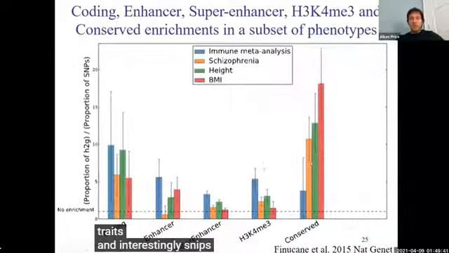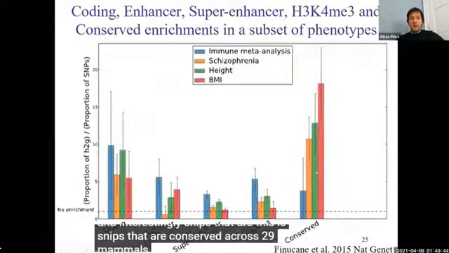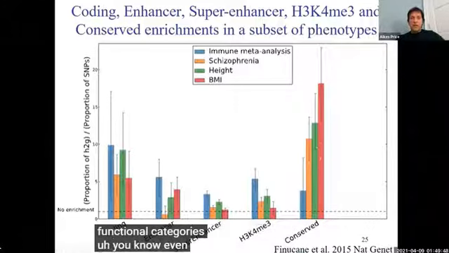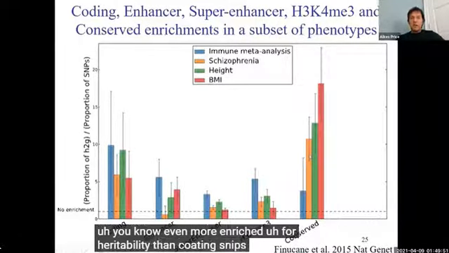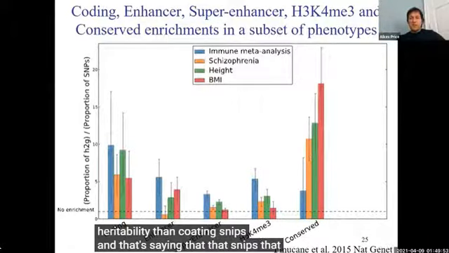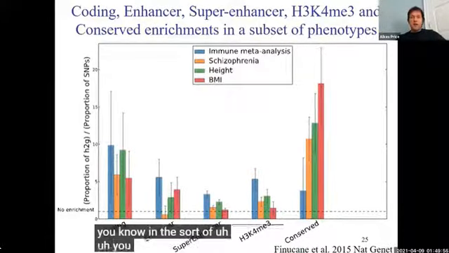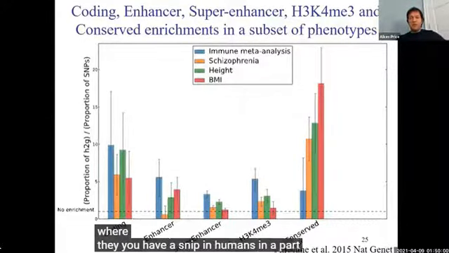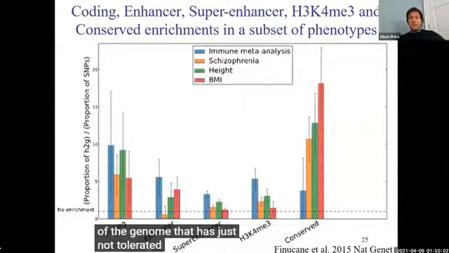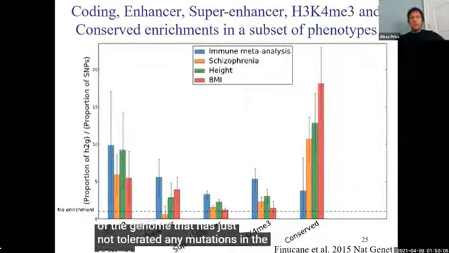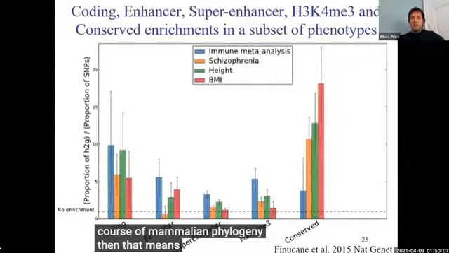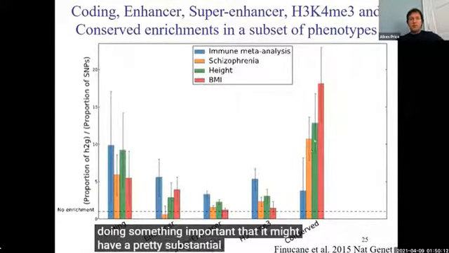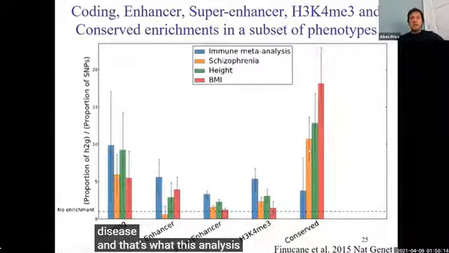And interestingly, SNPs that are conserved across 29 mammals were actually one of the most enriched functional categories, even more enriched for heritability than coding SNPs. That's saying that if you have a SNP in humans in a part of the genome that has just not tolerated any mutations in the course of mammalian phylogeny, then that SNP is probably doing something important. And if it's doing something important, then it might have a pretty substantial impact on disease. And that's what this analysis is telling us.